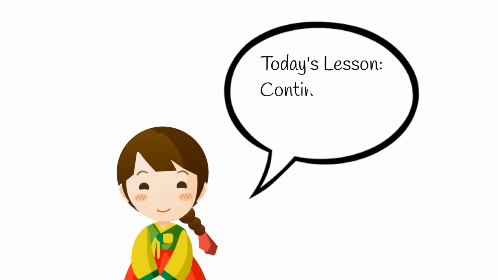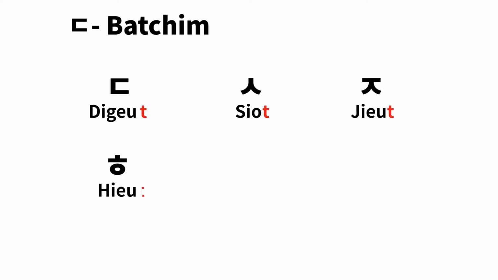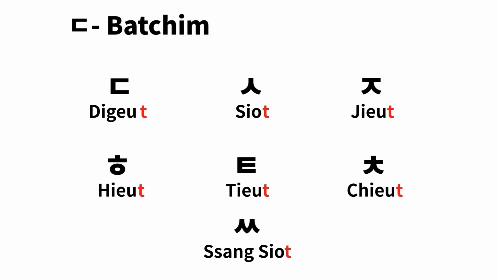So let's start. 시작하겠습니다. As we have reviewed earlier, these following consonants all take the sound of tigut when used as a Batchim. Tigut, Hiot, Jiet, and Hiet. For the aspirated consonants, we have Tiet and Chiet, and we also have Sang Shiot.